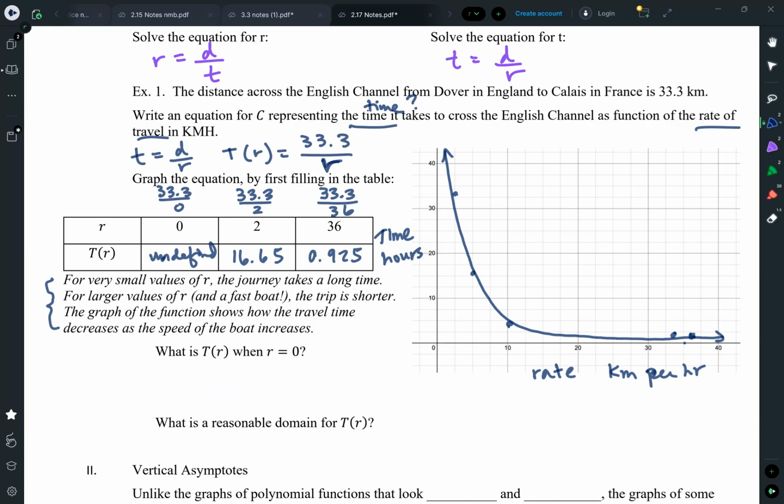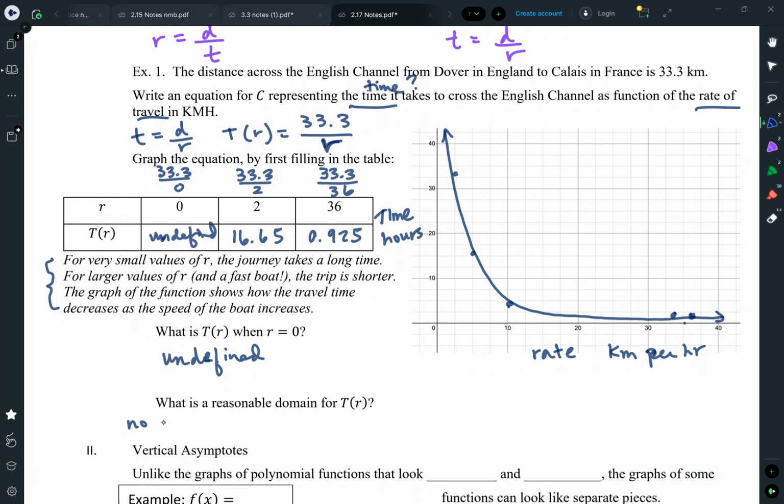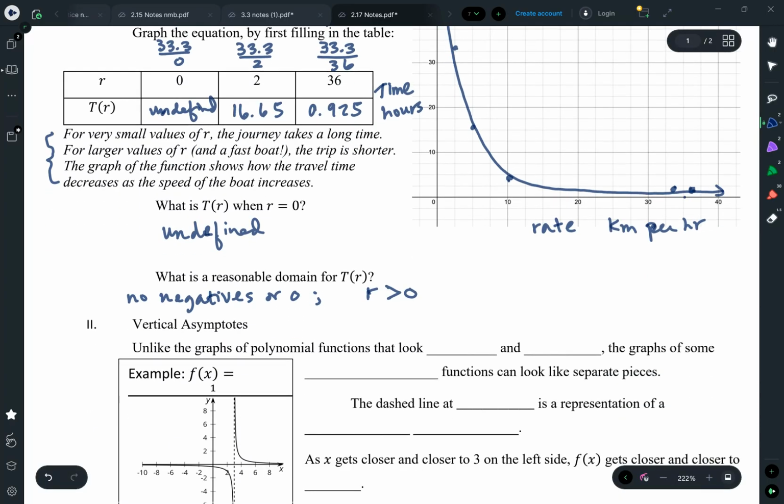What is t of r when r is 0? Well, we already said that was undefined because we can't divide by 0. What is a reasonable domain? Well, we can't have negatives and we can't have 0. So no negatives or 0. So let's see, our r would have to be something just greater than 0. And I suppose you could say maybe less than 100 kilometers per hour. I have no idea how fast boats travel, but there's going to be an upper limit as well. But r greater than 0 is pretty good for our purposes here.